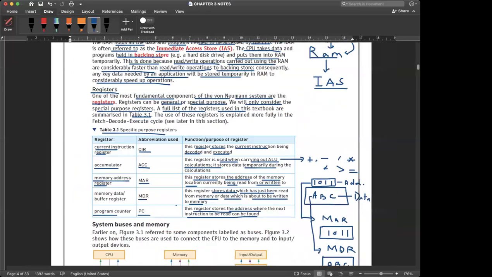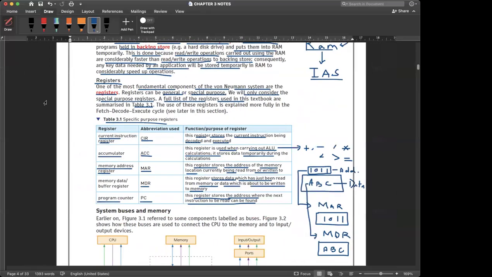Okay, so take out your notebook, write down about registers. First, I want a proper introduction. Then I want a proper name with the full form and their purpose. Take your time, no rush.